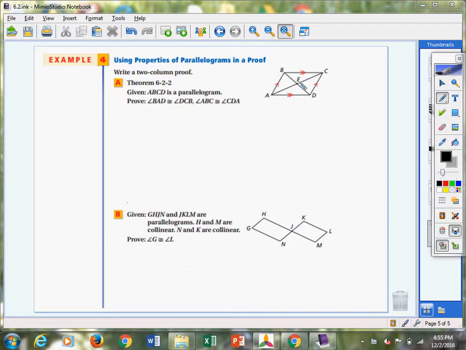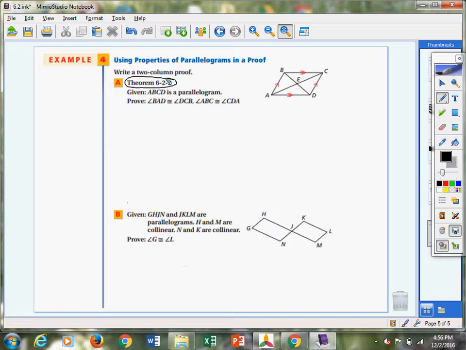All right, example 4, we're using properties of parallelograms in a proof. And actually what we're doing is it looks like we're proving theorem 6-2-2, which was the one that shows opposite angles in a parallelogram are congruent. So we're actually proving that theorem, so you can't use that theorem to prove itself. It's kind of like defining a term with the term itself. I know people do that, but you shouldn't. There should be some other words to use to describe that. So let's go ahead and jump in.